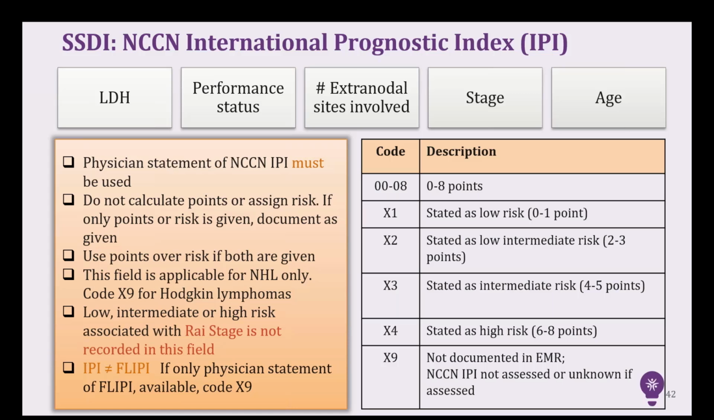And then I just wanted to make note too, from a quality QC standpoint, IPI is not the same thing as FLIPI. FLIPI is specific for follicular lymphoma, and if that's all you're given in the chart, you're going to code X9 for this field.